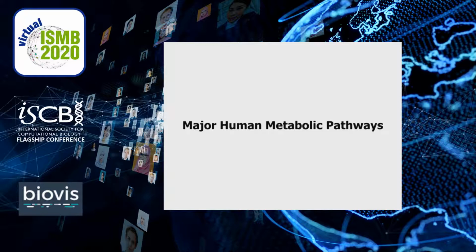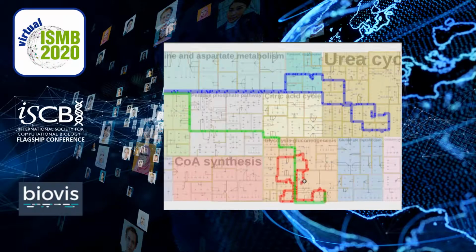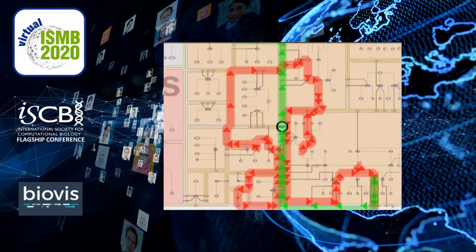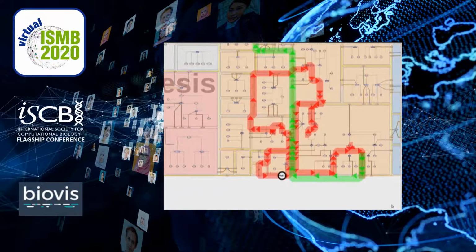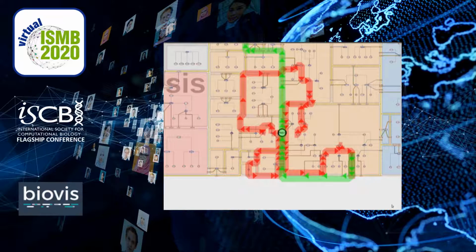Let us take the major human metabolic pathways as an example. Glycolysis is the essential metabolic pathway converting glucose to energy, where the preparatory phase first consumes energy to convert the glucose into two 3-carbon sugar phosphates, and then the payoff phase produces the energy currency ATP.